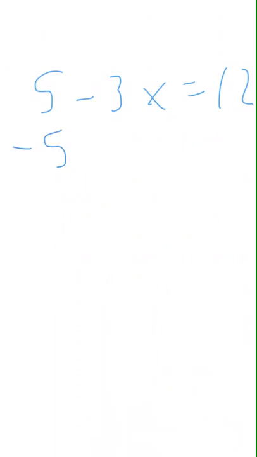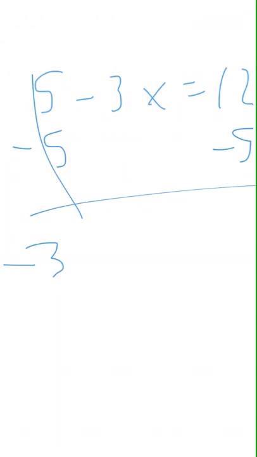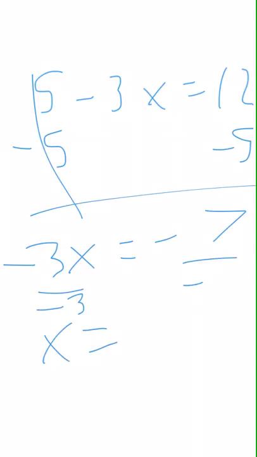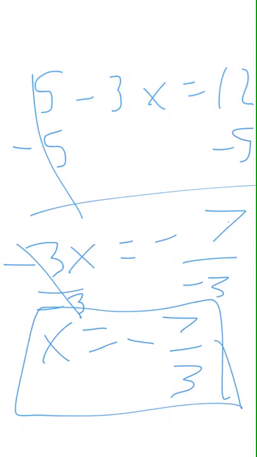So now let's solve each equation. Subtract 5 from both sides, so -3x is equal to -7. So x, if you divide by -3, you have x is equal to -7 over -3, which would be -7/3. That should be a +7, because 12 minus 5 gives you +7. Positive divided by negative gives you a negative.